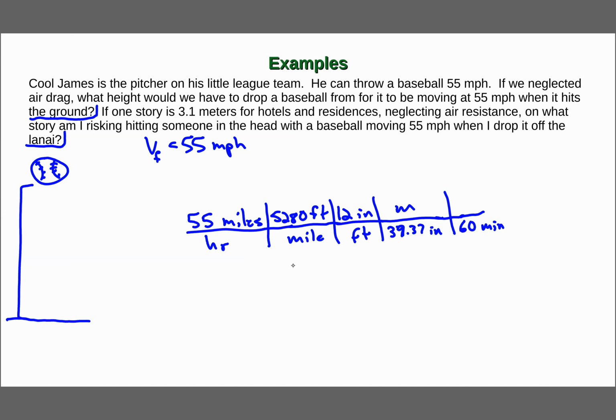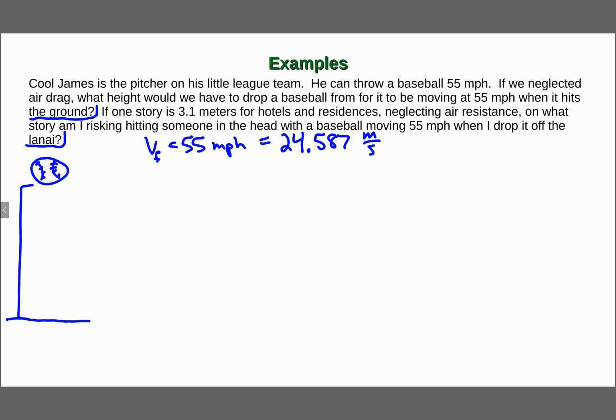60 minutes in an hour, 60 seconds in a minute. The miles cancel, the feet cancel, the inches cancel. We're left with meters on top. The hours cancel, the minutes cancel. We're left with seconds on the bottom. So we're going to have meters per second, and this is equal to 24.587 meters per second. So we know that V naught is going to be 0.